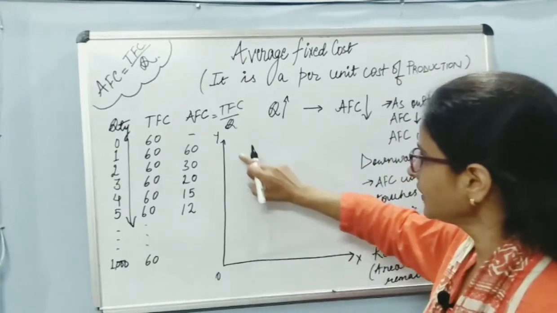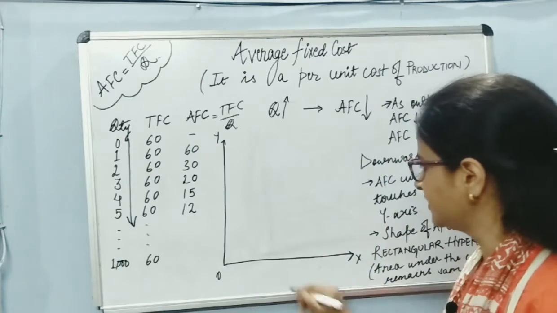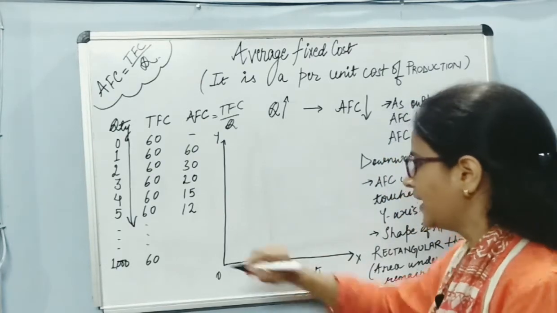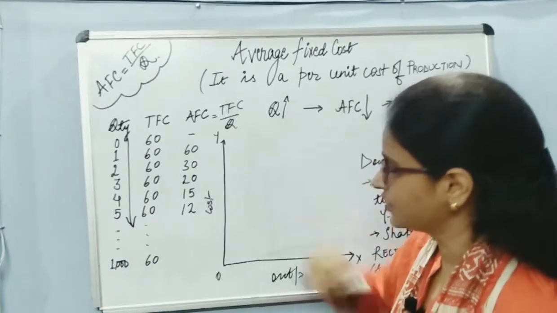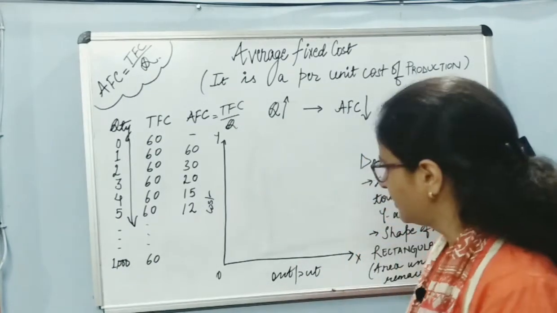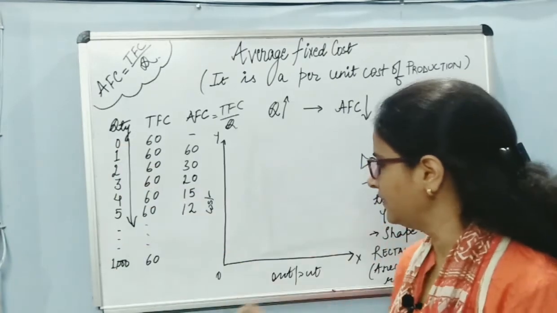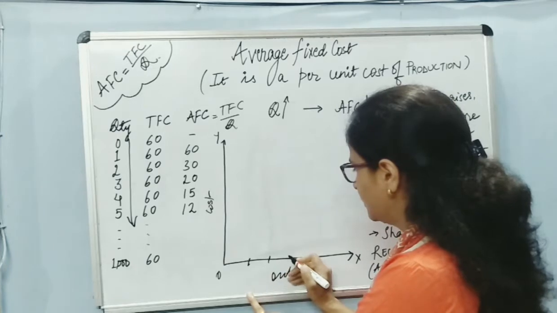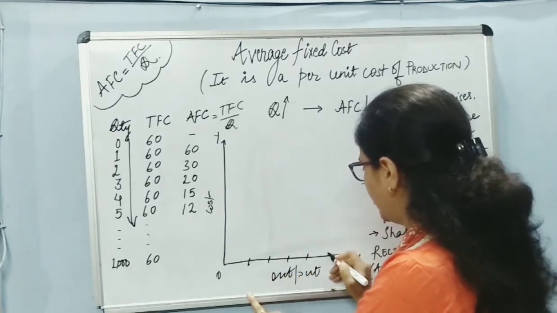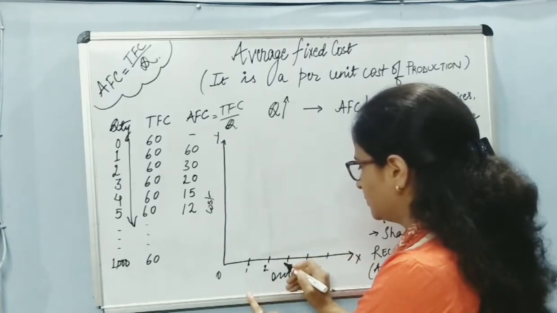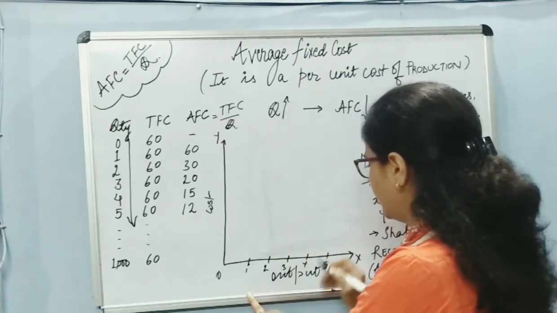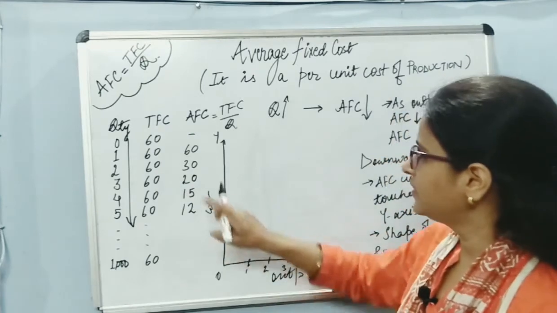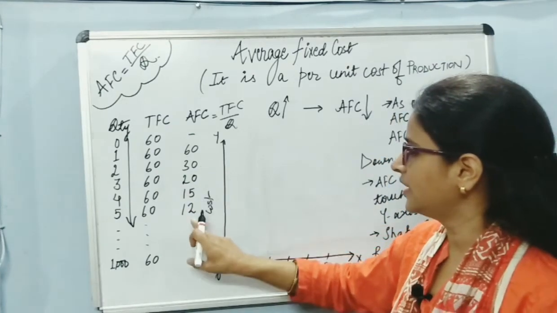See, this is your y-axis and this is your x-axis. On the x-axis we always write output, and on the y-axis we write cost. Here AFC. Your output is from 0 to 5. We will write 0, 1, 2, 3, 4 and 5. Alright. And here you see the AFC. AFC is 60, 30, 20, 15 and 12.